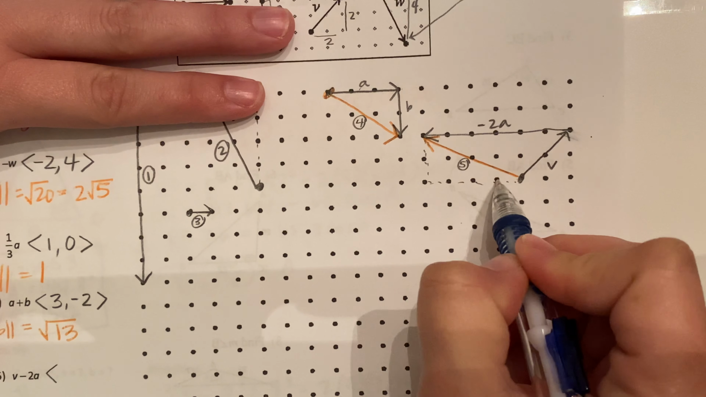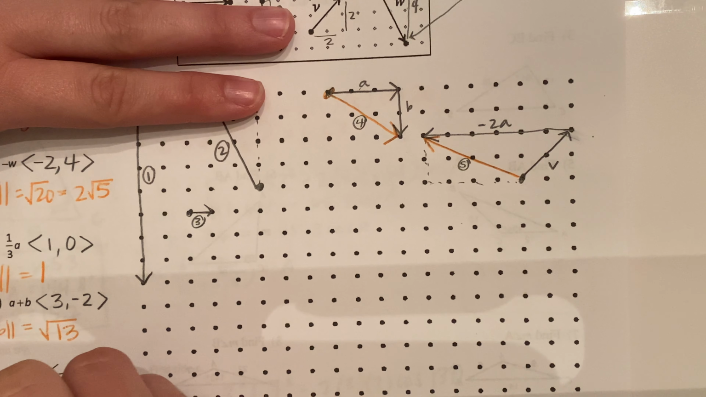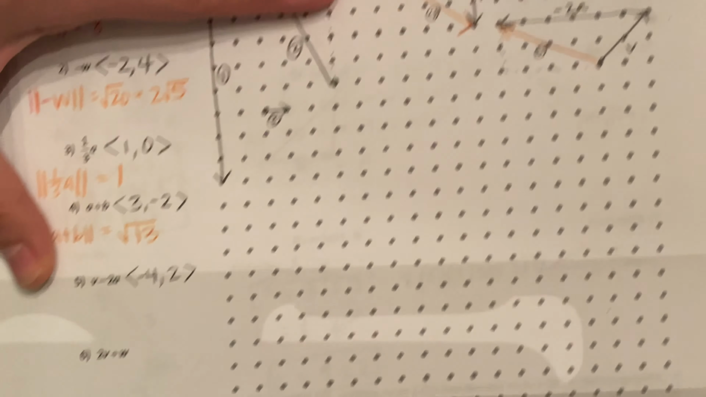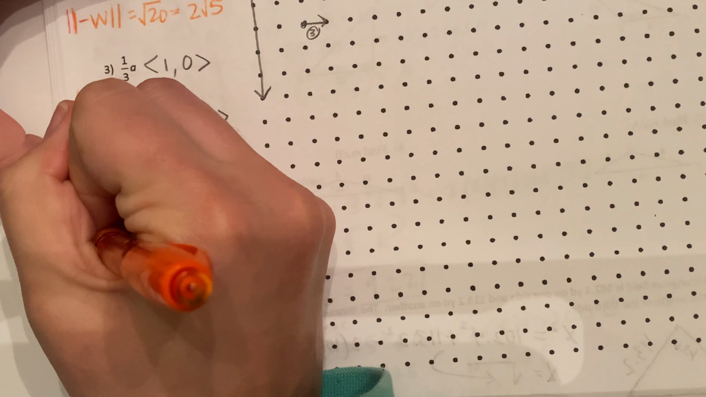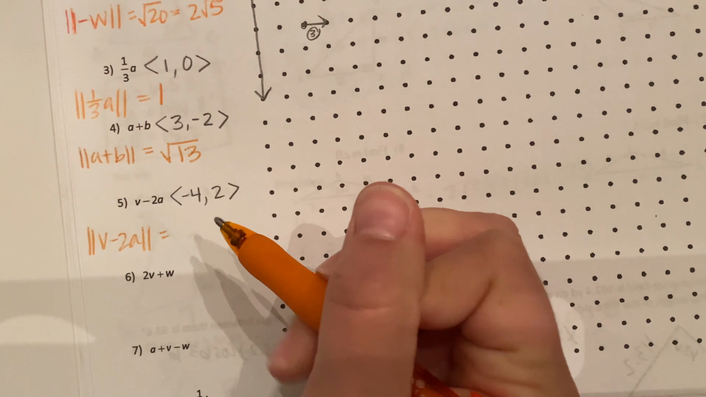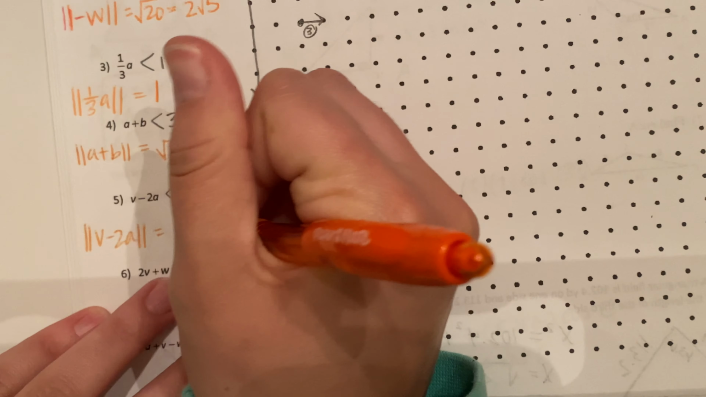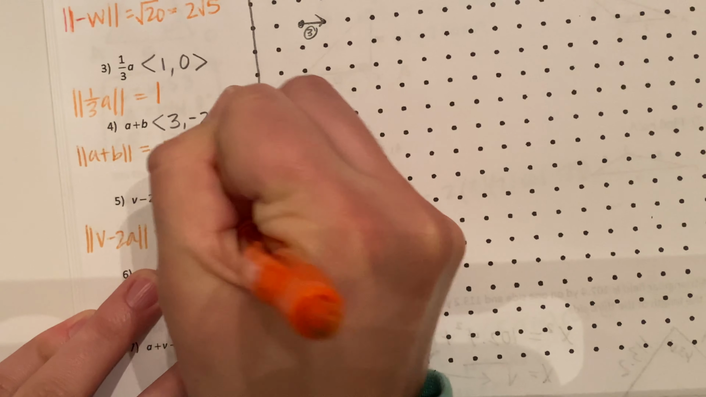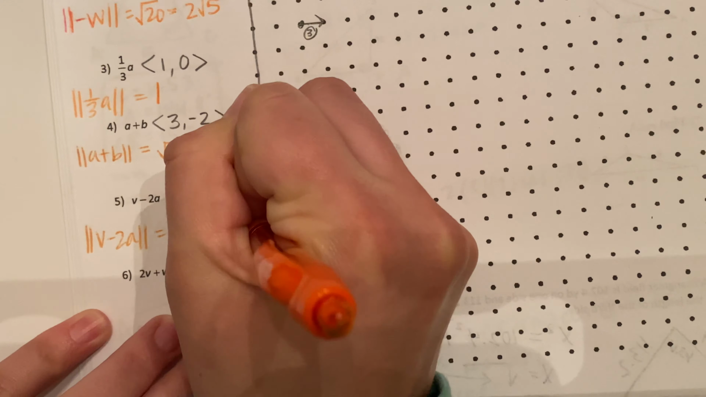So we went left, 1, 2, 3, 4. So negative 4, up 2. So when we go to find the magnitude, I'll do 4 squared plus 2 squared, which is just like number 2, square root of 20, which is 2 root 5.